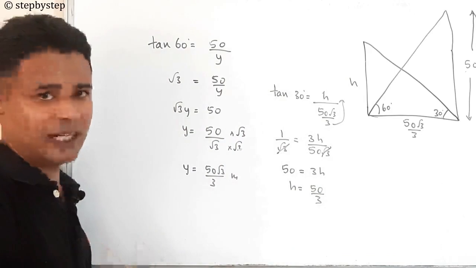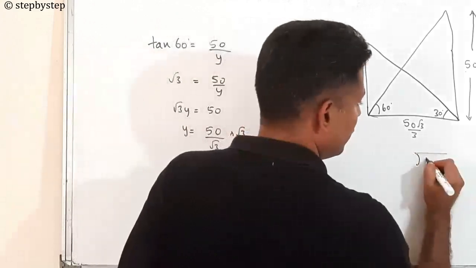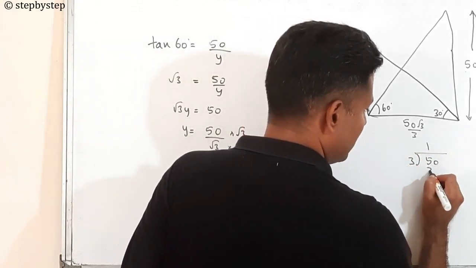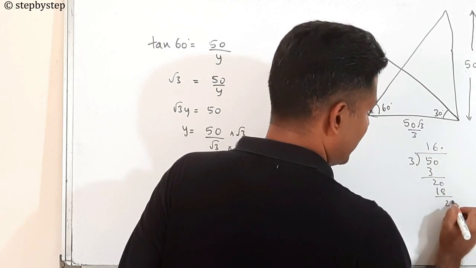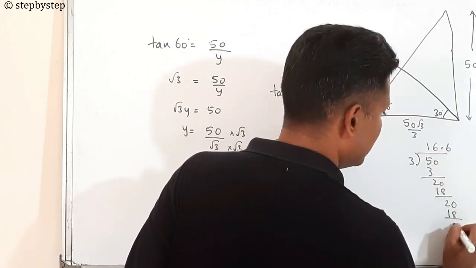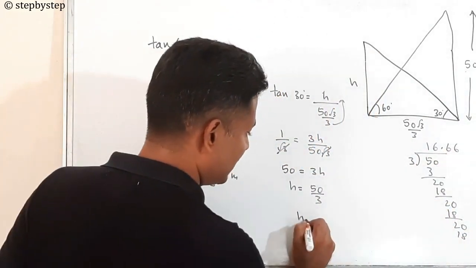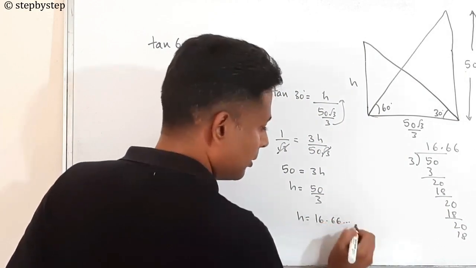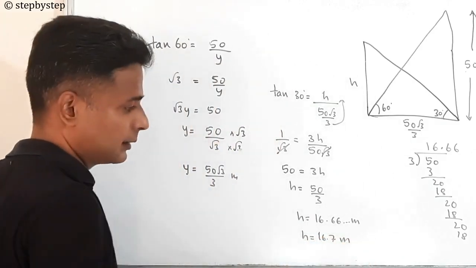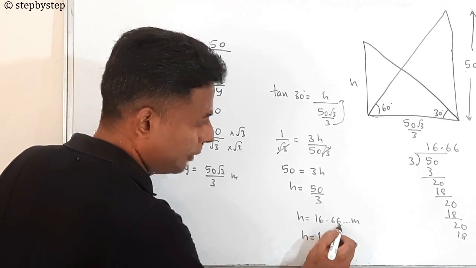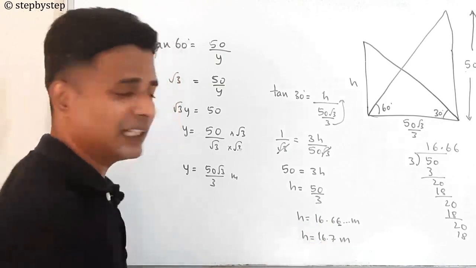Now this you can write in mixed fraction, but they have asked you, the options that are given are in decimal, which means we need to divide this. So 50 divided by 3. So 1s are 3, 20, 6s are 18, again 2. So decimal point 20, 6s are 18, again remainder 2, we can put 10, again 6s are 18. So the answer we get h is equal to 16.66 meters. So when you approximate, h becomes 16.7 meters. Guys, I hope you know approximation. If the next number is 5 or greater, you will increase the previous number by 1. So 16.7 meters.